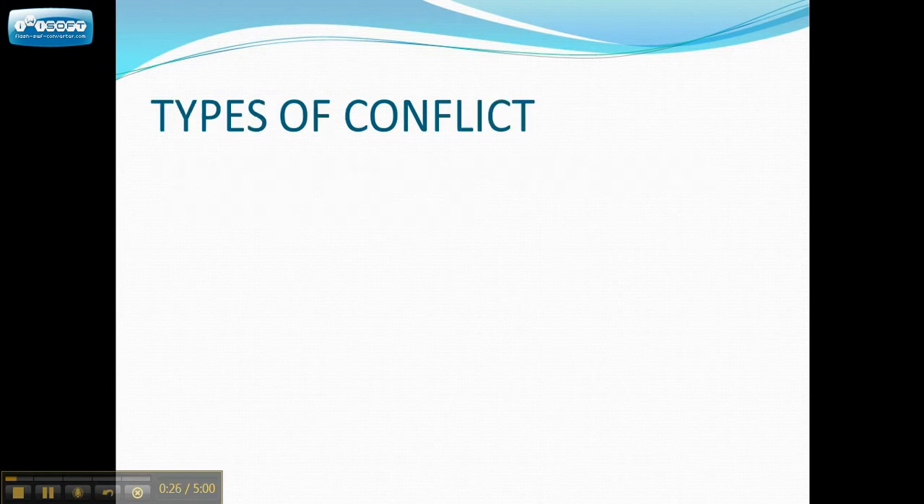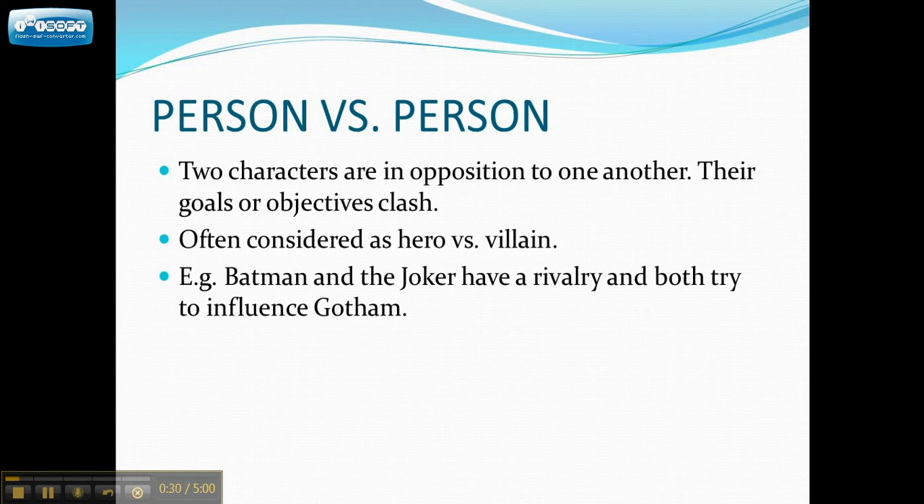So when we take a look at a couple of different types of conflict, one of the most common is person versus person. So this is when two characters are in opposition to one another. So their goals or their objectives are going to clash, and the two are not going to get along. So a lot of the time this can be considered as a hero versus a villain.